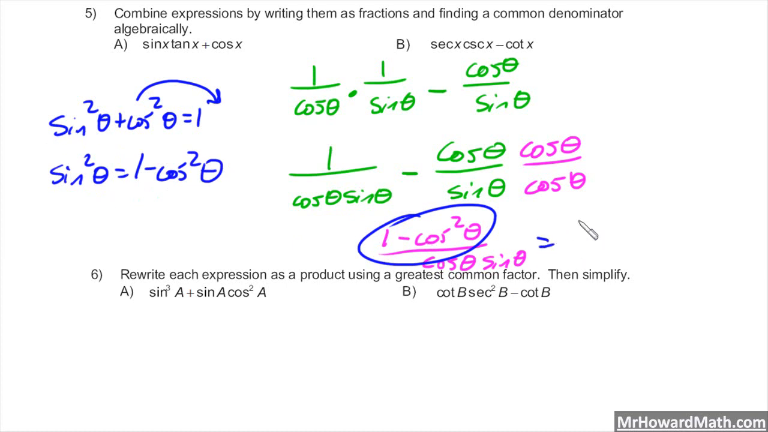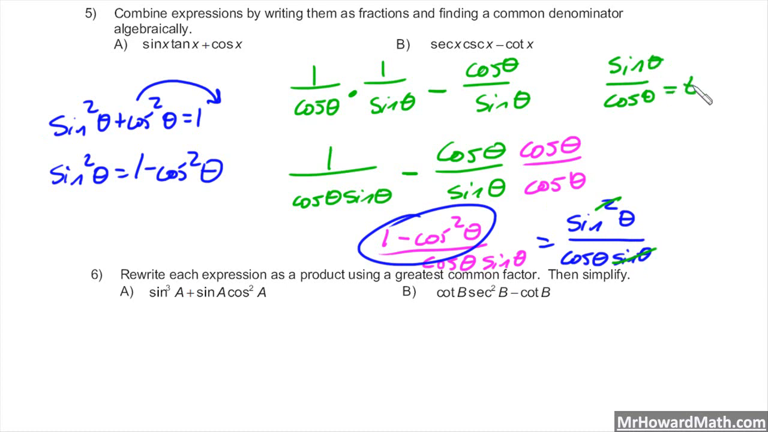So that's what I'm going to do here. 1 minus cosine squared theta in the numerator becomes sine squared theta, using the rearranged primary Pythagorean identity, over cosine theta sine theta. Okay, then we simplify. This sine theta goes with the square part there, so we're just left with sine theta over cosine theta. And from the quotient identity, sine theta over cosine theta is tan theta, and we are done. No fractions, and in terms of one trig function. So final answer there, tan theta.